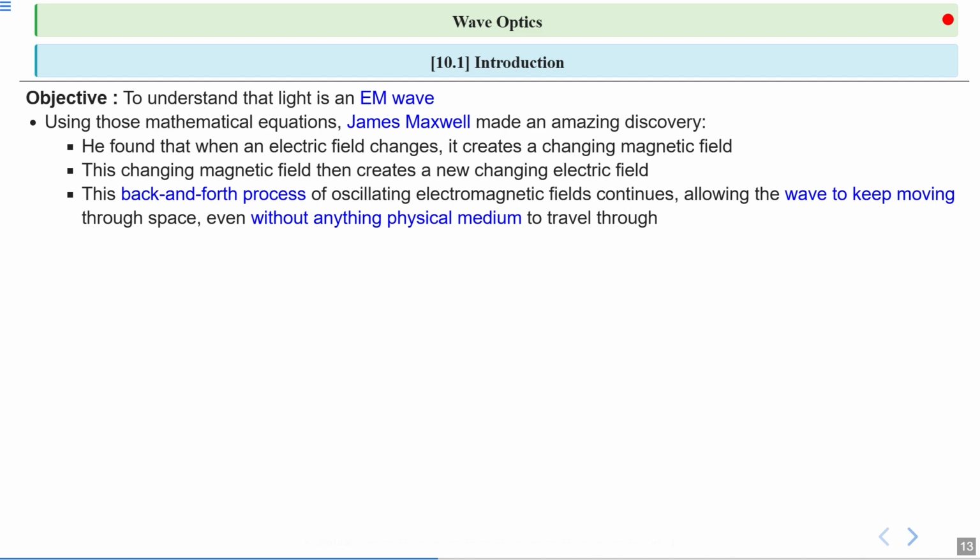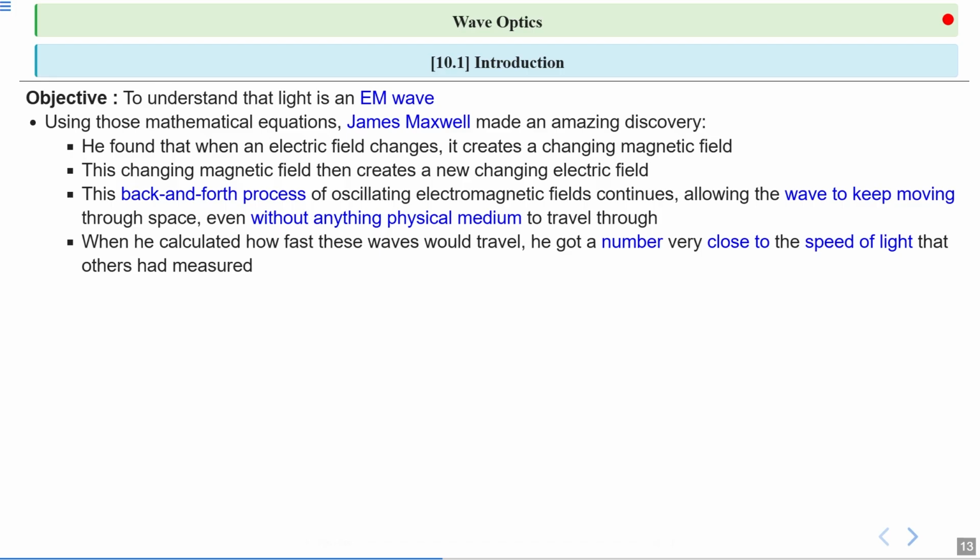So these oscillating electromagnetic fields, the changing electric field and magnetic field, are perpendicular to each other, and also perpendicular to the direction of motion. They can oscillate without any medium. So they can travel through vacuum also.